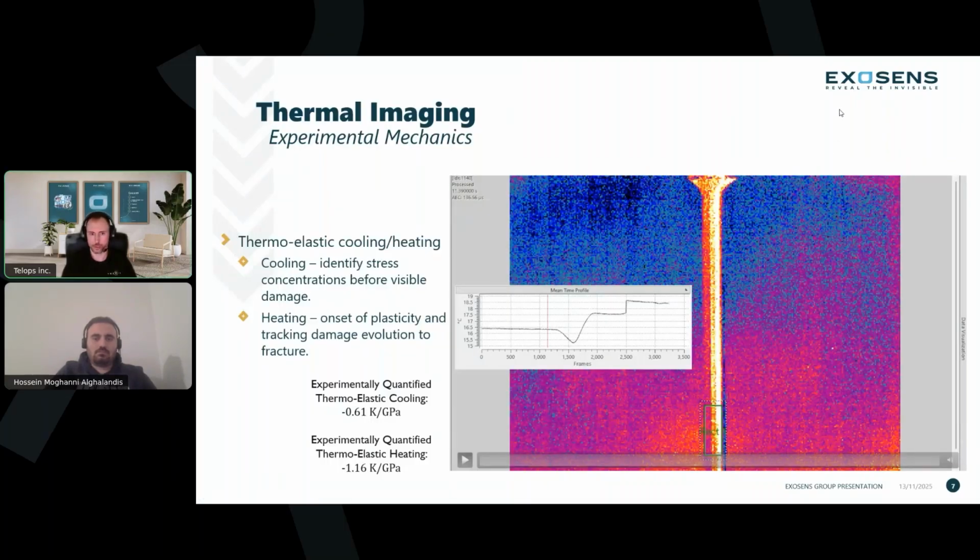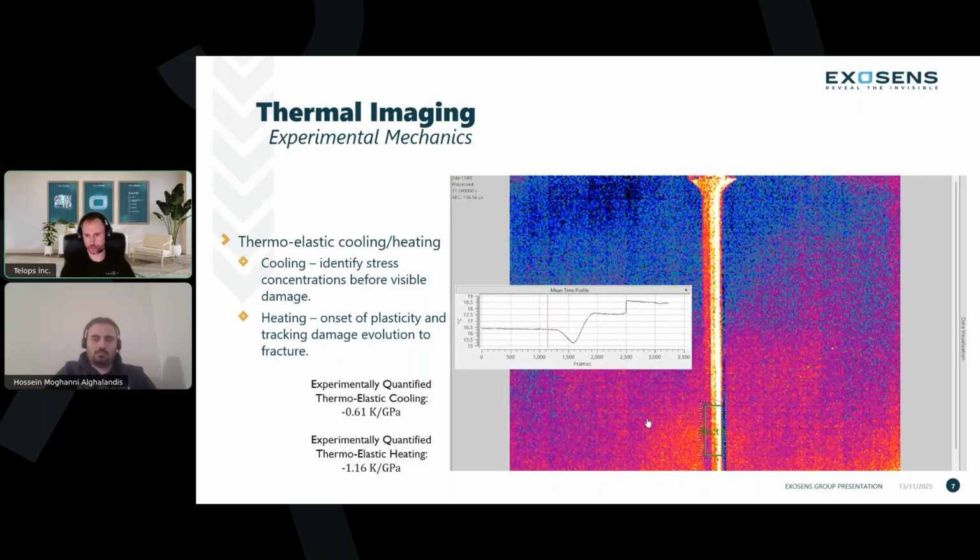So in materials testing and experimental mechanics, materials under stress will provide a thermal response. And so we can use infrared imaging to capture that thermal response and that energy transfer. So there's a few examples here of data that has been collected with our cameras. And we're able to observe things like thermoelastic cooling and heating.